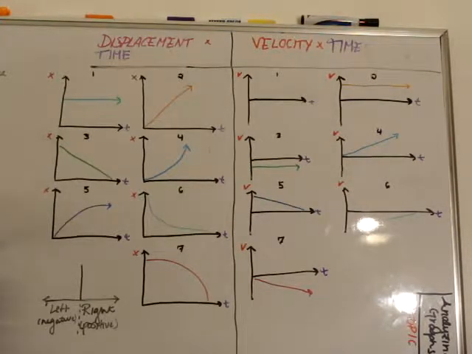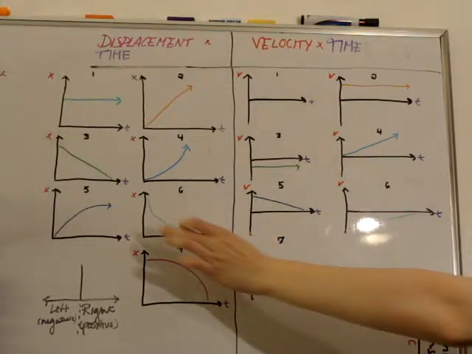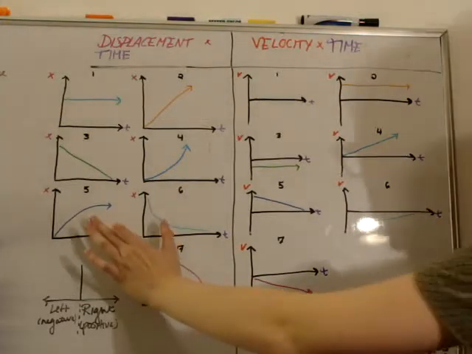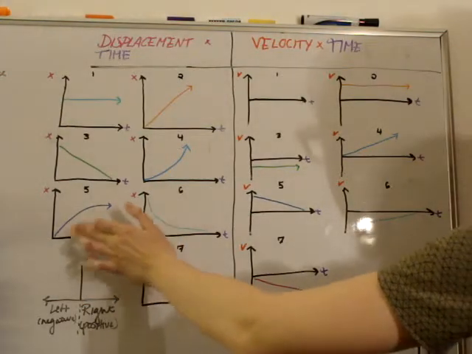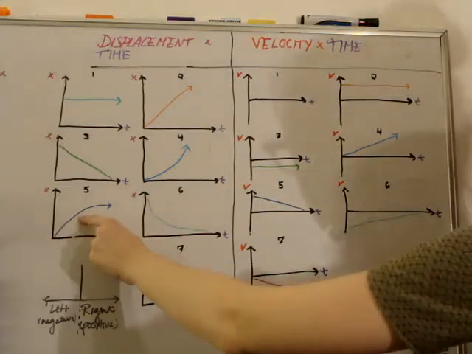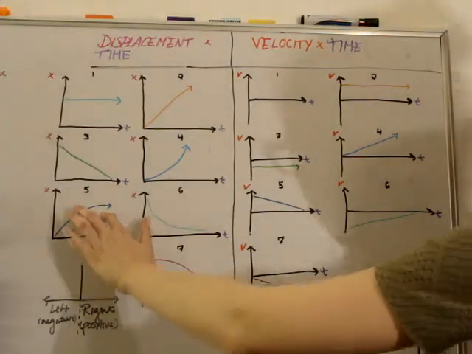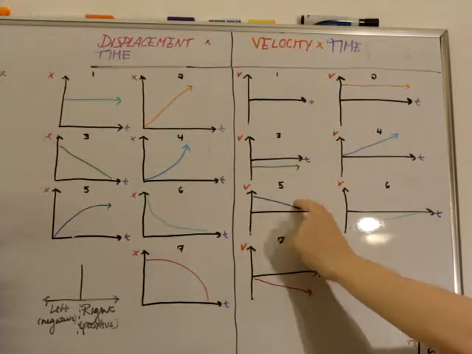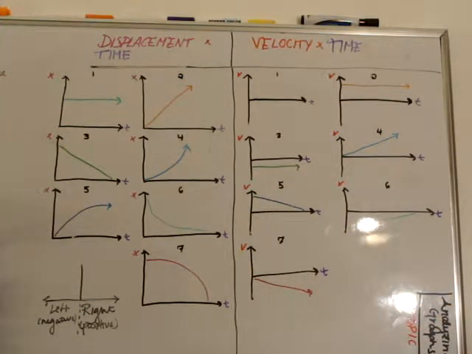Looking at graphs number 5, this one and this one, they're both going to represent an object slowing down in the positive direction. And the reason for this is this displacement is leveling off. So it's increasing, but the leveling off symbolizes a lack of movement or a decrease in the amount of movement, or a decrease in the velocity, which you can see over here is decreasing over time. So that's going to mean a negative acceleration or slowing down.